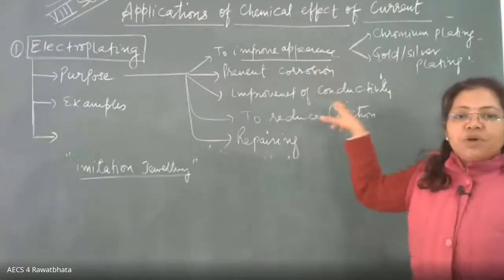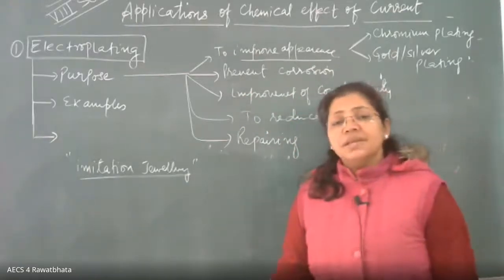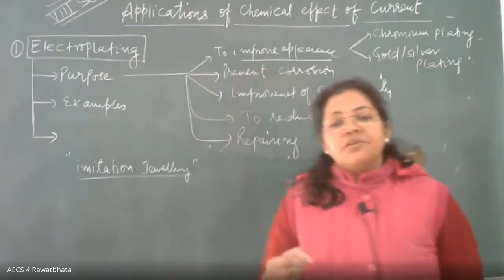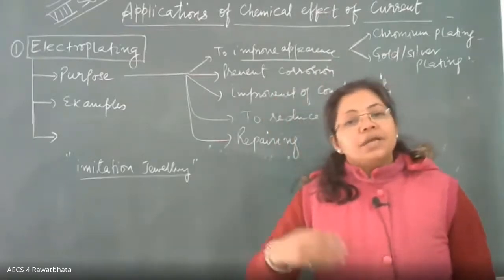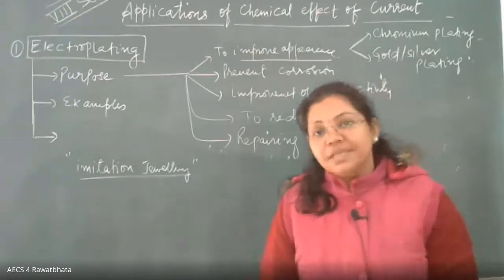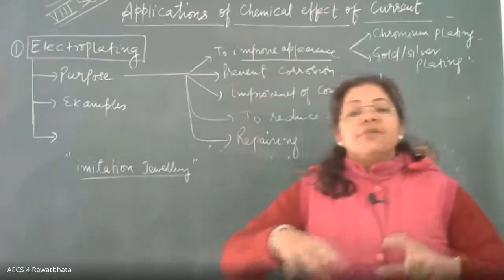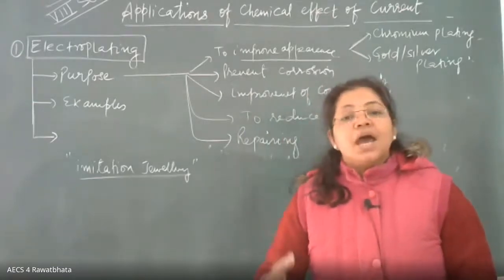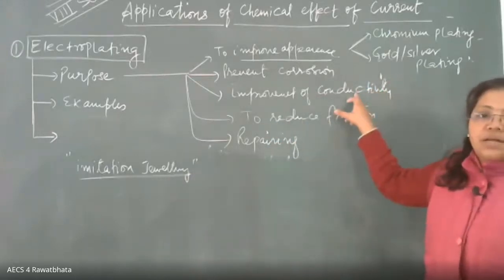Then improvement of conductivity. I told you in some circuits, like in our laptops and mobiles, since gold and silver have the best electrical conductivity, but these metals are very expensive, we cannot make the whole circuit component with gold and silver. So we make the circuit components with other metals like copper, and over that we make a layer of gold and silver to improve the conductivity.